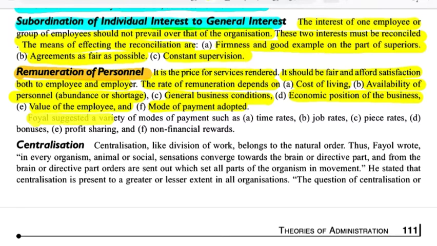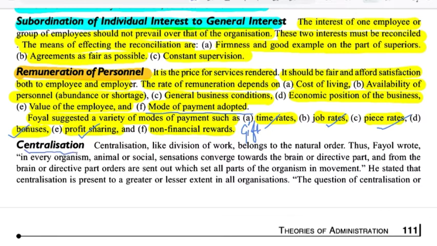Fayol stated the various modes of payment such as time rate, job rate, piece rate, bonuses, profit sharing, and non-financial reward. We can pay the employee according to time. We can pay the employee according to the job. We can pay the employee according to the pieces. We can pay the employee by bonuses. We can share the profit or give non-financial rewards such as gifts.